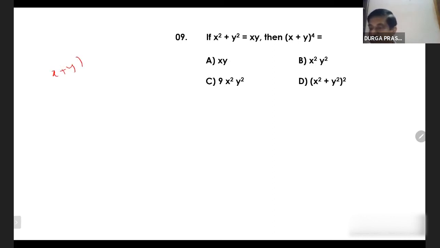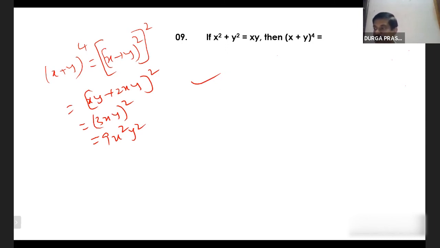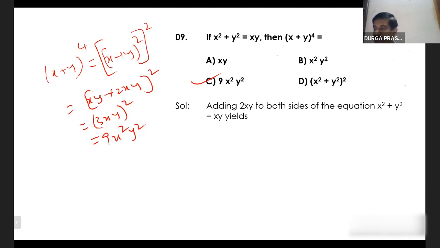(x plus y) whole power 4 is (x plus y) whole square, whole to the power of 2. If we check this process, we'll see what happens. This is (x square plus y square plus 2xy) whole square, that is (xy plus 2xy) whole square. So that is (3xy) whole square. So that is 9x square y square, option C. Please note it fast, quick.